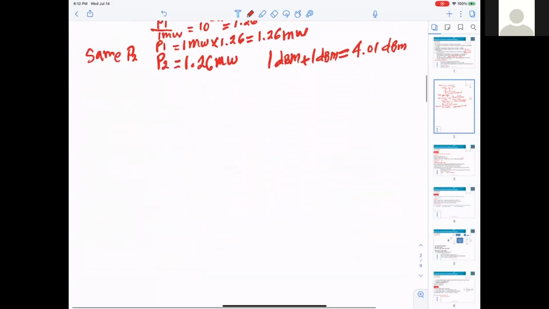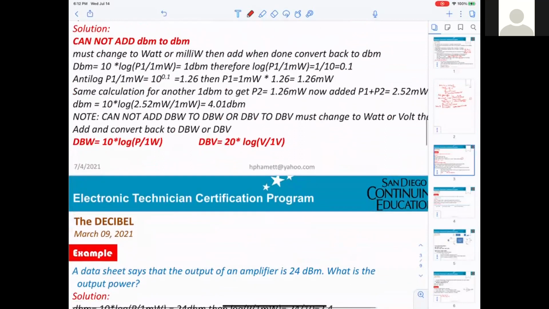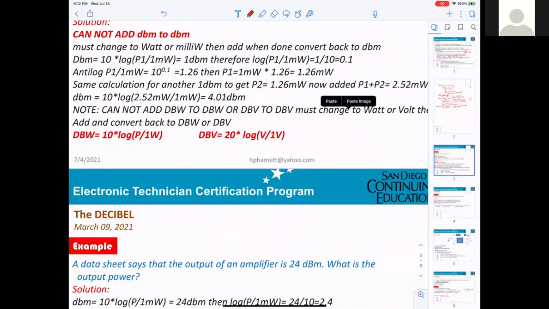If it's not, go ahead. Okay. Now in here, you can see we say cannot add dBm. Must be changed to watt or milliwatt, then add them. When it's done, convert back to the dBm.